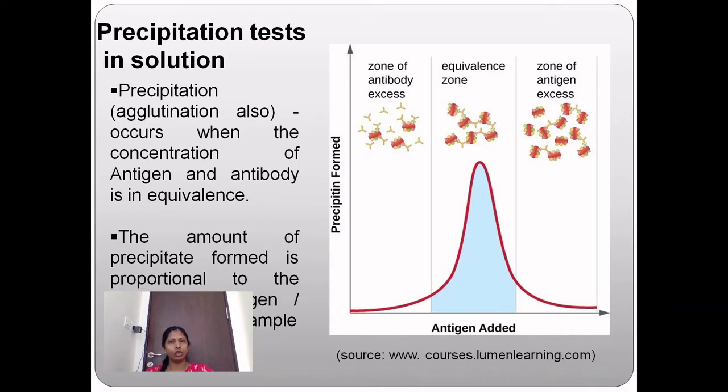Similarly, in those tubes where the antigen concentration is in excess of the antibody concentration, again lattice formation does not occur. So in both these conditions, that is either antigen excess or antibody excess, cross-linking and lattice formation does not occur, which does not lead to occurrence of visible precipitate. Only in those tubes in which the antigens and antibodies are present in equivalent concentrations, precipitation occurs. And this amount of precipitate that is formed is directly proportional to the amount of antibody in the added sample.